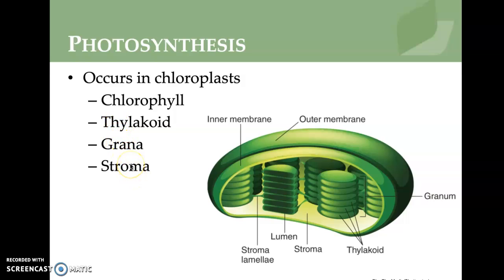So the chlorophyll pigment, basically it captures the light energy. The thylakoid, those are the disc-shaped sacs in which chlorophyll is found. The grana, the thylakoid arranged in stacks called grana. And then stroma is the aqueous spaces outside the grana.